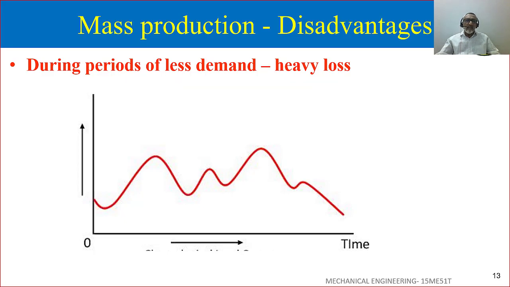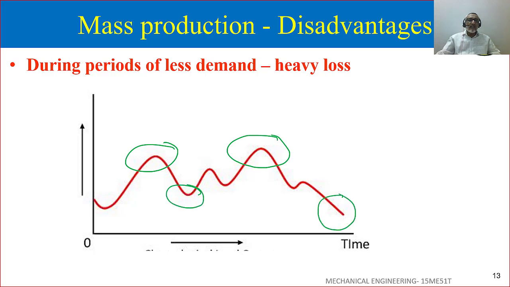So that means when the demands are high, the company can make very good profit. When the demand goes down, the company will suffer losses in the period of low demand, because our production we cannot reduce. The production has to be on a mass scale.